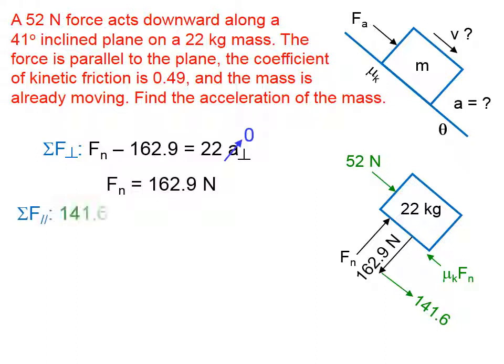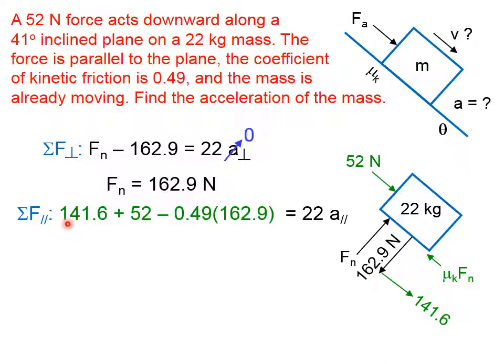Now let's sum the forces parallel to the surface. Since this mass is moving down the plane, I like to choose that way to be positive. This 141.6 newtons is pointing positive. The 52 newtons is pointing positive, but friction, which is equal to mu sub k, which is given, times the normal force, which we just calculated in the previous step, is pointing in the opposite direction, or negative direction, which is why there's a negative sign right there.